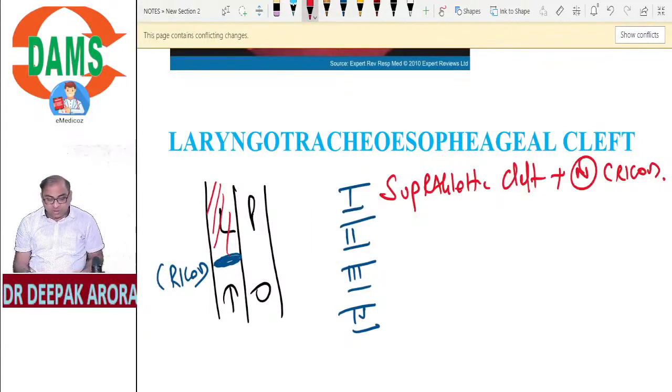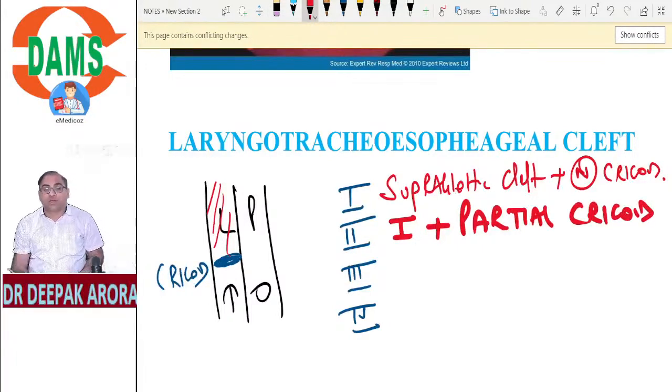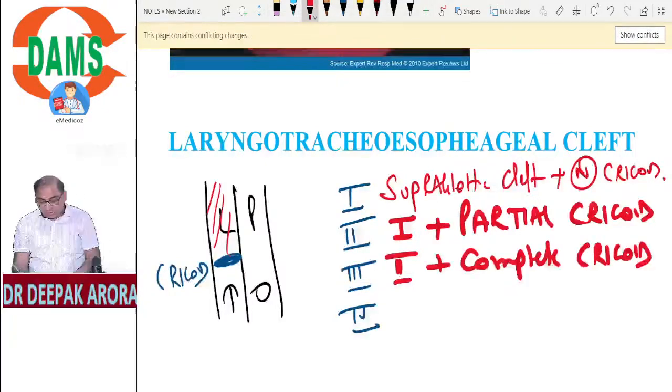Beta, is it making sense? Normal cricoid. What is grade 2? Grade 2 is grade 1 with partial cricoid involvement. Partial cricoid involvement. What is grade 3? Grade 3 is grade 2 plus complete cricoid involvement. There is complete cricoid involvement.